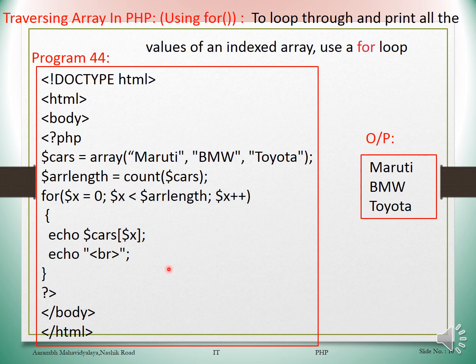Okay, how it will function or internally how it will execute? First of all, by using this it will display the first value Maruti. Then here condition x is less than array length. Array length is 3. Here value of x is 0. 0 is less than 3. That means our condition is true. Therefore it will increment the value of x by 1. Therefore current value of x is 1. 1 is less than 3.